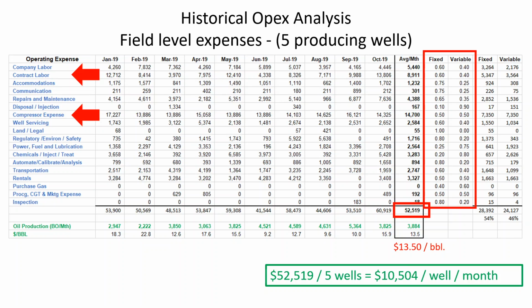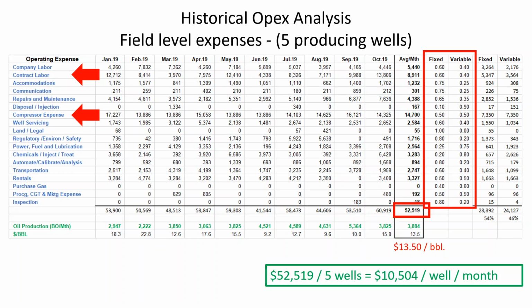So in this case, we add some more data to the spreadsheet, and we make a fixed and variable column with fractions. We try to estimate, based on our experience, what portion of these expense items would be fixed and variable. For instance, the compressor expense, we're using 50% fixed and 50% variable, because as the production goes down, you could get rid of some of the compressors and that expense would go down, but you're probably going to always have at least one in the field, so it's not 100% variable.